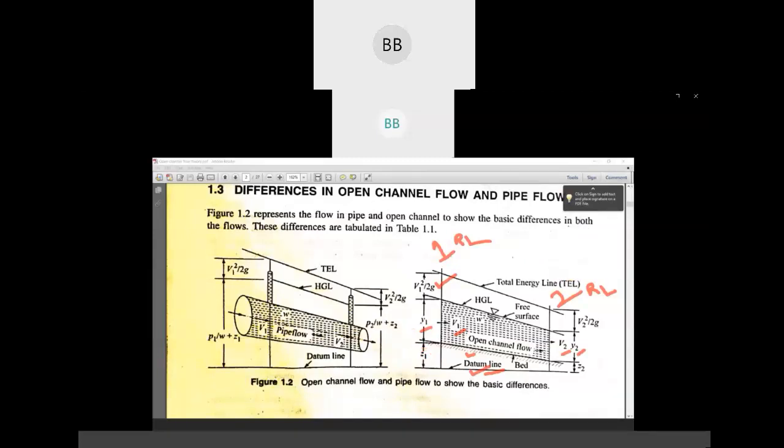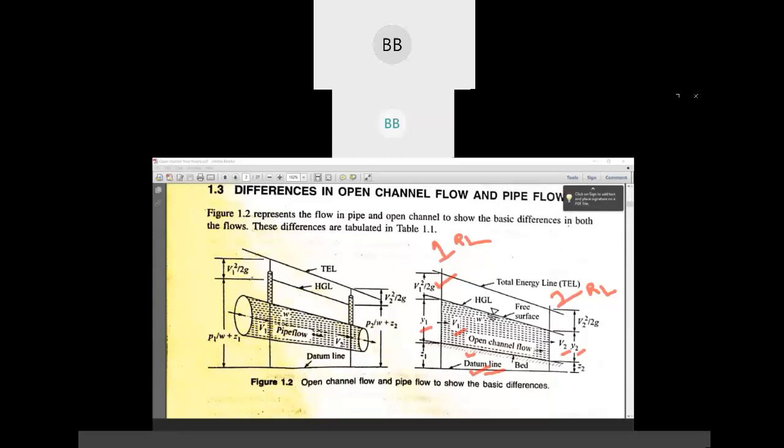Say in pipe flow, see our whole subject is based on open channel flow. That's why open channel we are discussing in detail. The pipe flow you people have already studied in your third semester, so we are not going to discuss pipe flow in detail. As this is not relevant to our subject, but to differentiate between the two, we have discussed the basic things.